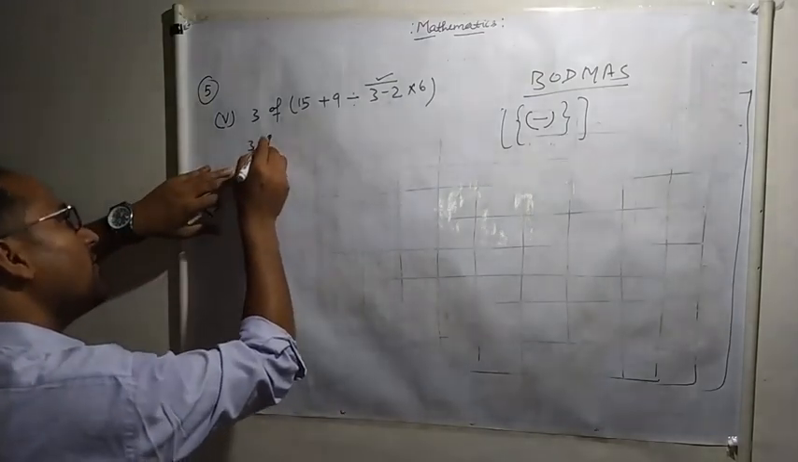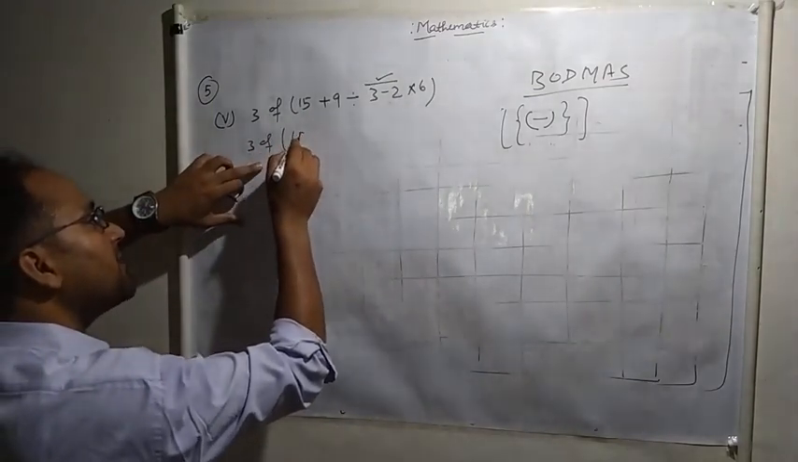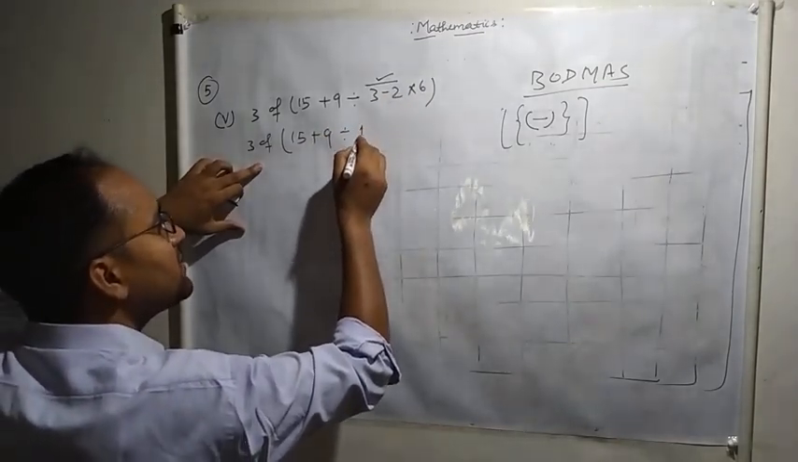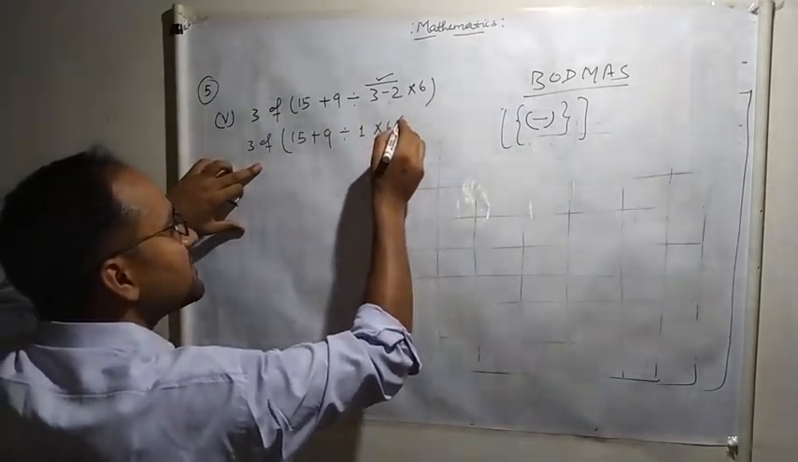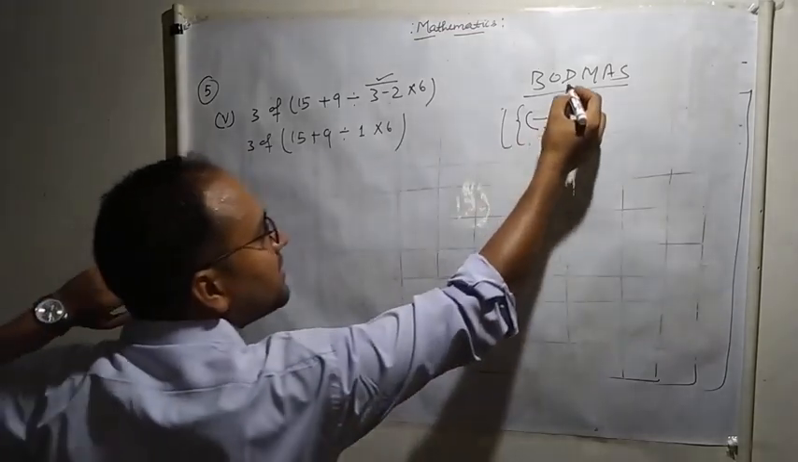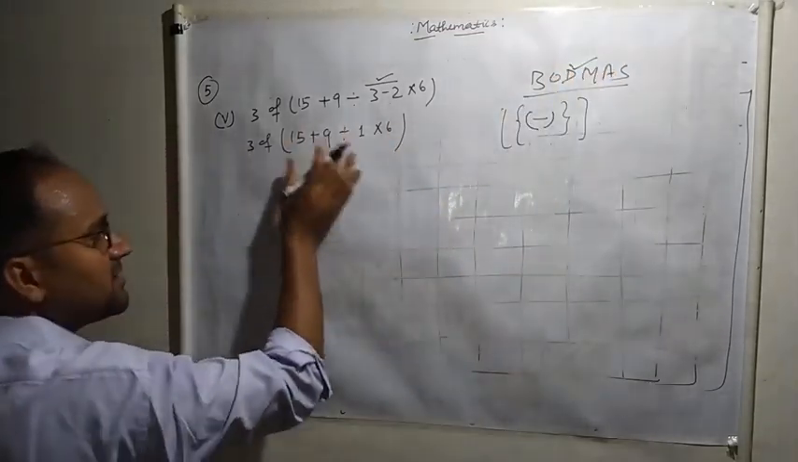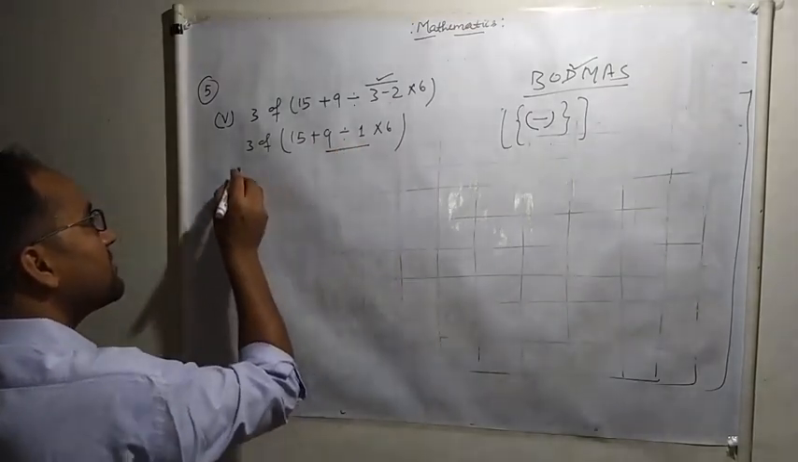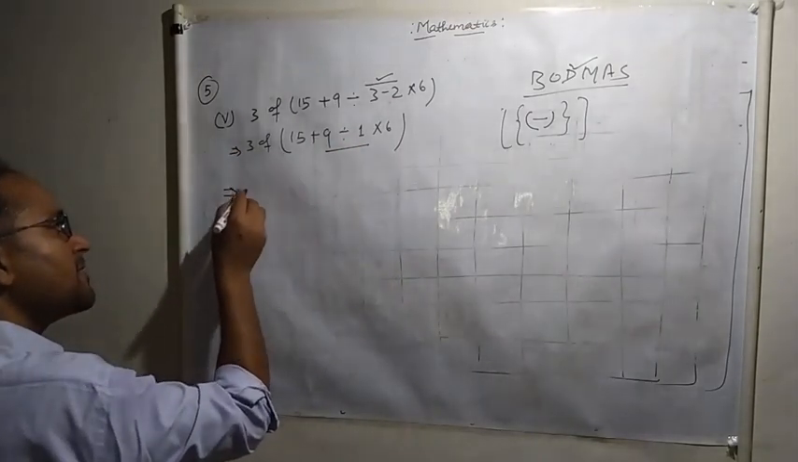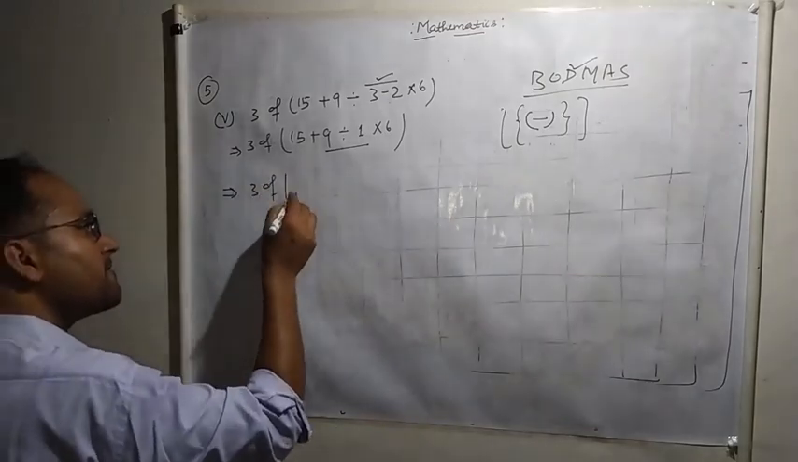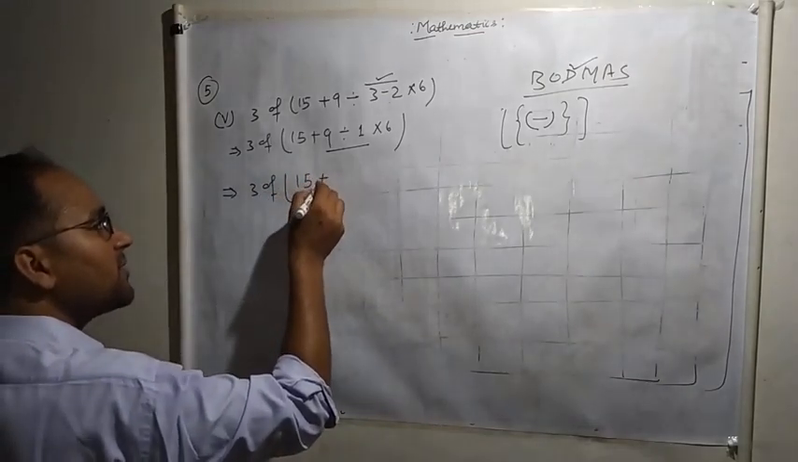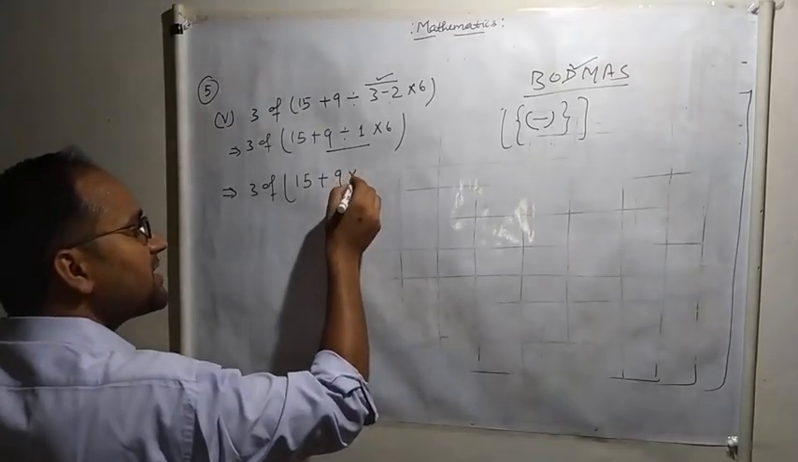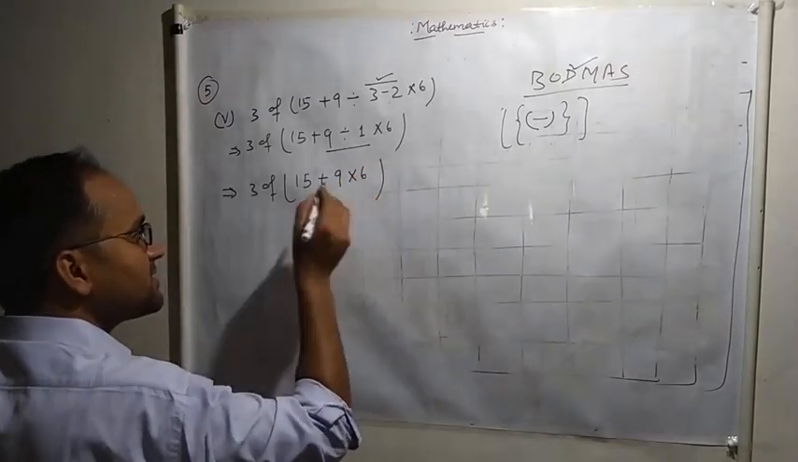So 3 of (15 + 9 ÷ 3 − 2) × 6, you will get 1 multiplied by 6. And then after division, since 'of' is not there in this bracket, we do division. Then I am going to do this division: 3 of (15 + 9 ÷ 1) × 6, you will get 9, and multiplication, multiplied by 6.